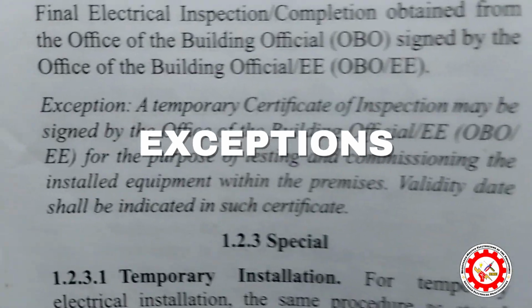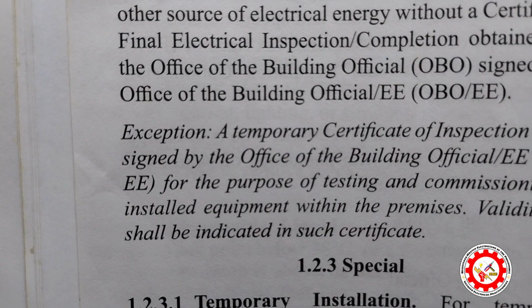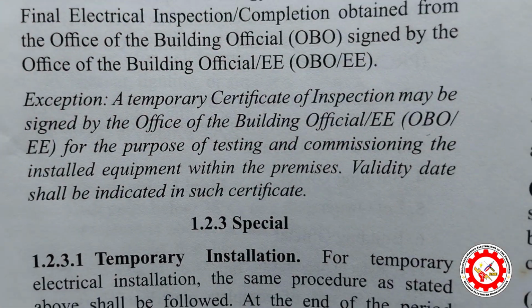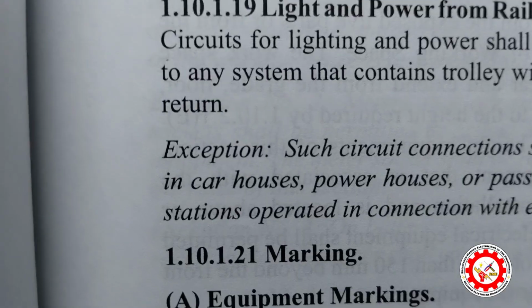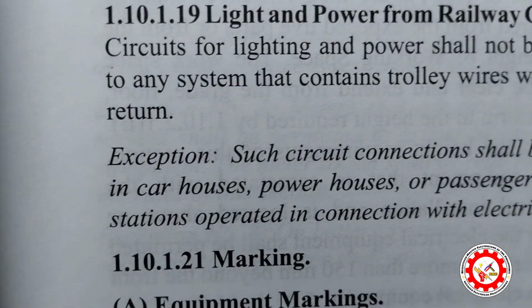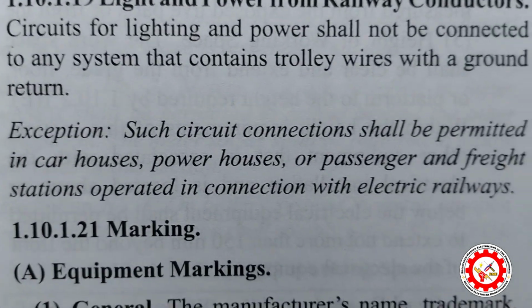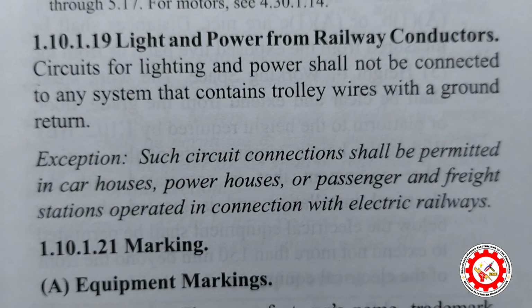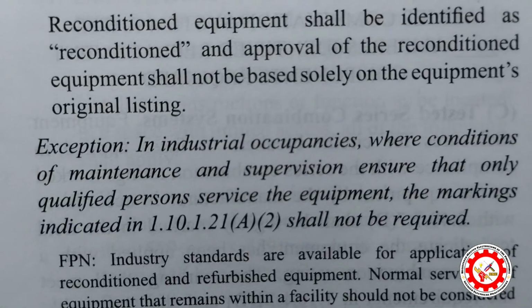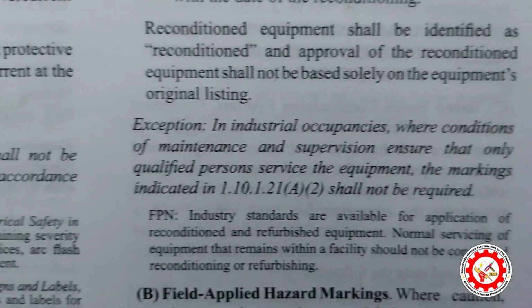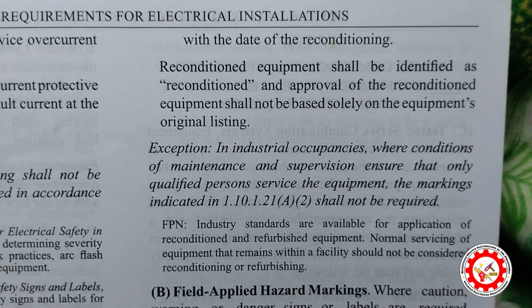Exceptions. Exceptions are specific provisions that deviate from the general rules or requirements established in the code. Exceptions are included to provide flexibility in certain situations where strict adherence to the standard rules may not be feasible or practical.